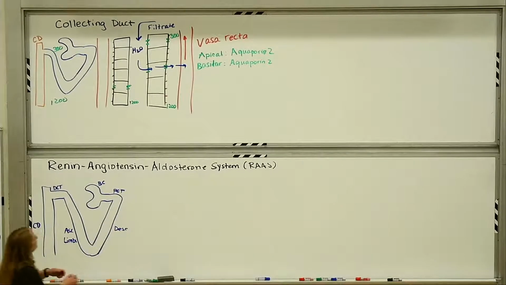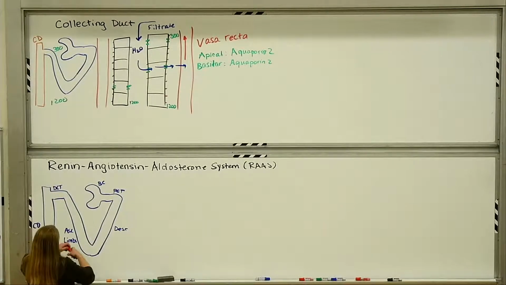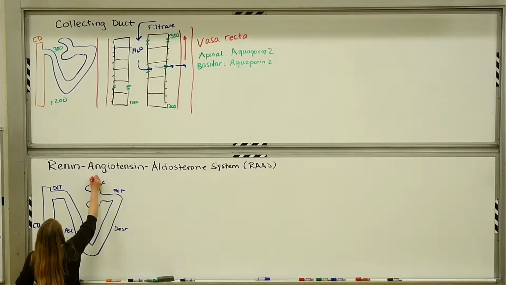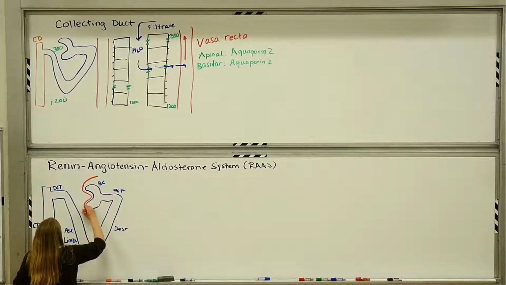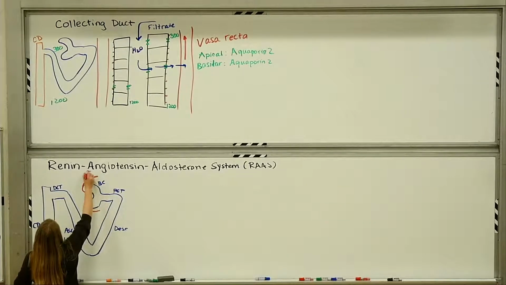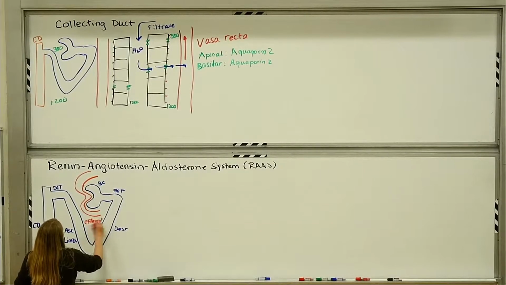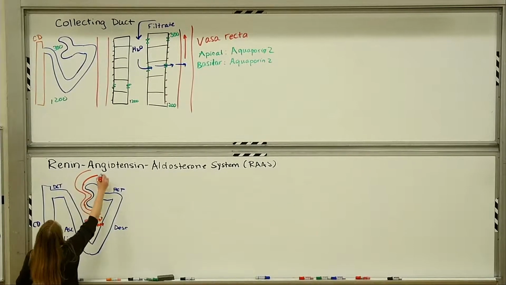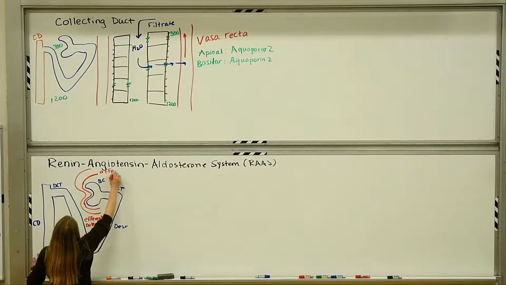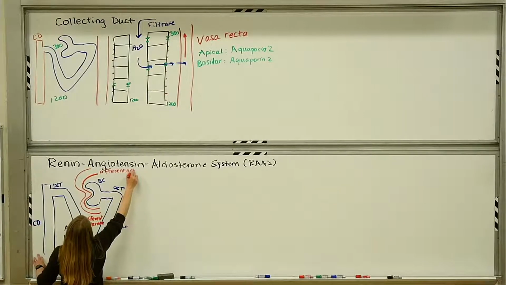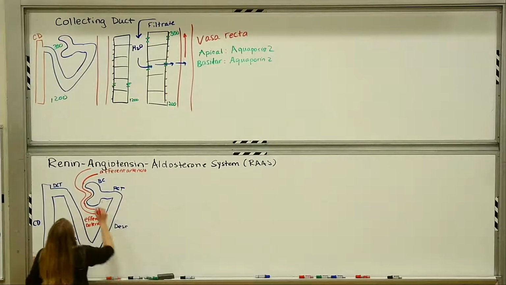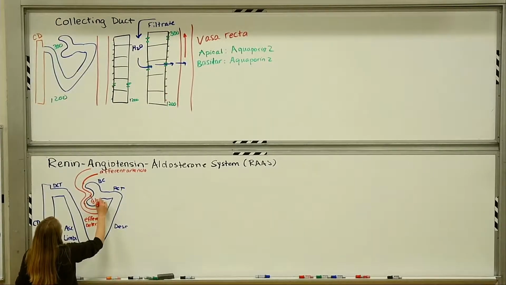But we also have our vasculature that's working in conjunction. So we've got an afferent arteriole that comes in to the glomerular capillary to an efferent arteriole. So this is efferent. And up here is going to be afferent. In between, of course, this is your glomerular capillary.